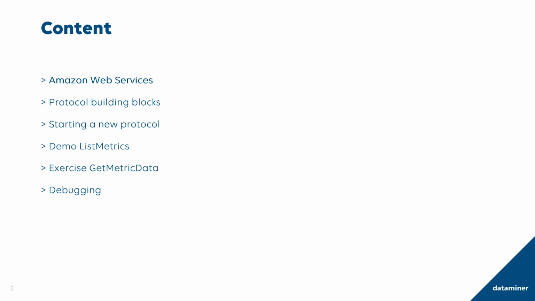As a first part of this training, it will just be about protocol building blocks, so everything you need to actually create a protocol: params, groups. Some of you will have already seen it in the previous session, but we'll go a bit more into detail. And then I'm going to start a new protocol and give a demo of the ListMetrics API call, which is the first one we're going to implement.